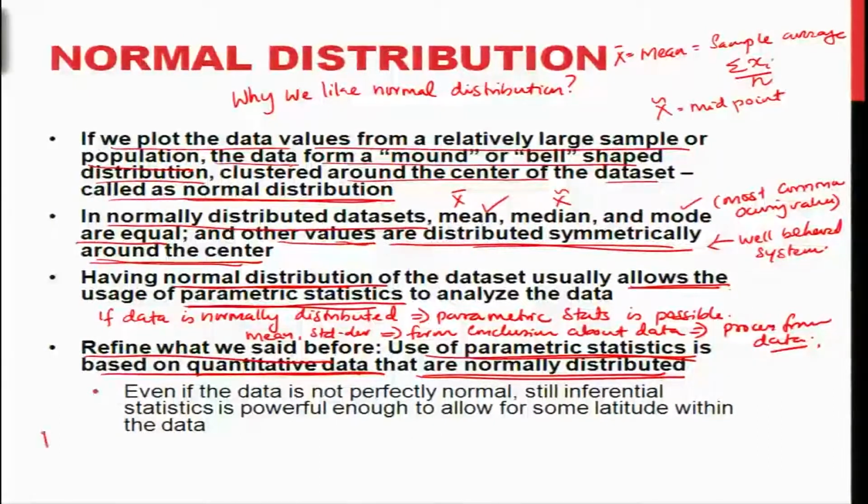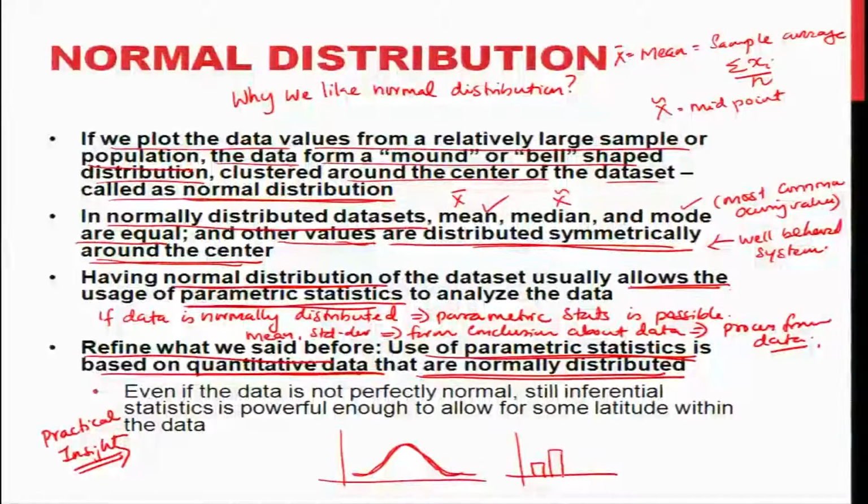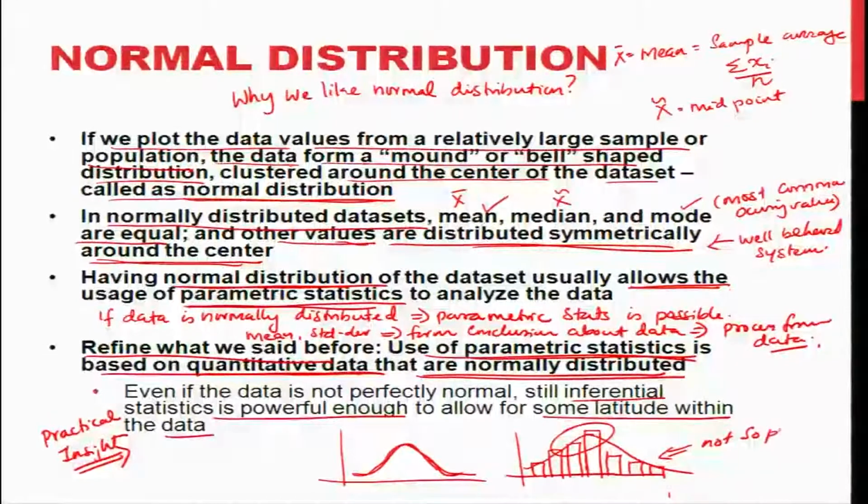Another practical insight is that even if the data is not perfectly normal, if it is not a perfect bell shaped curve, the histogram could look something like this. It is not perfectly normal, but you can still see there is a hump and most of the values are around the center. Parametric statistics is powerful enough to allow for some of those deviations in the data. So, even if you have not so perfect normality in data, you can still use parametric statistics.